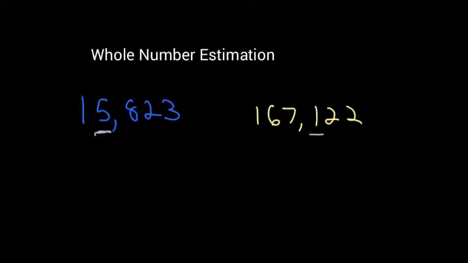Alright, today we're going to talk about whole number estimation. And the first thing we're going to do is round. And so I got two numbers there, 15,823. I'm going to round to the number that's underlined.